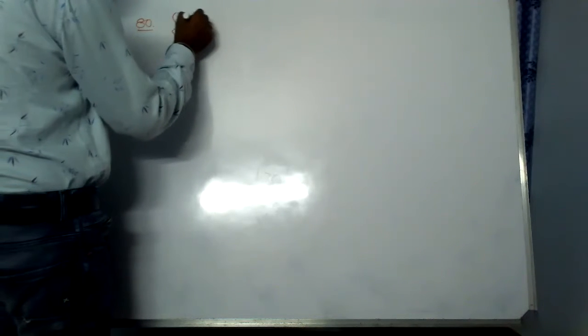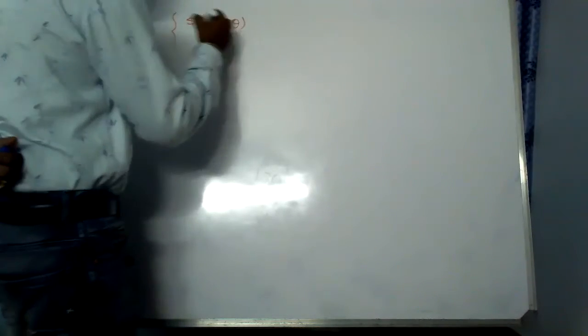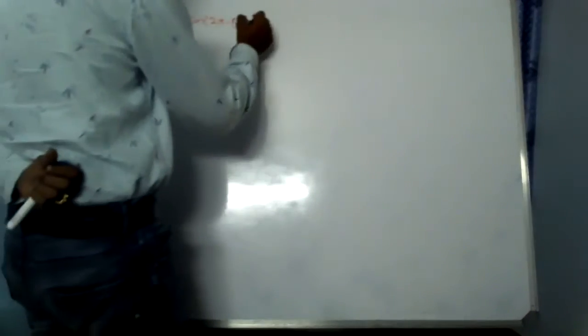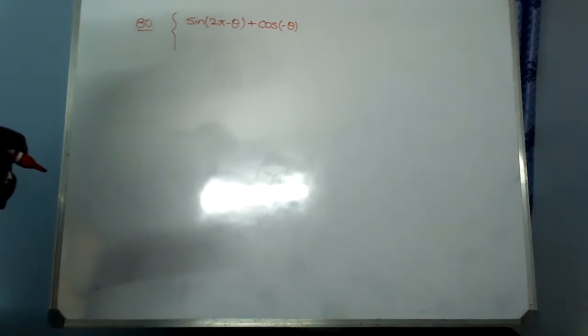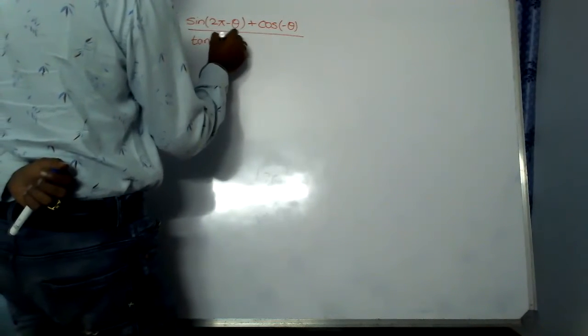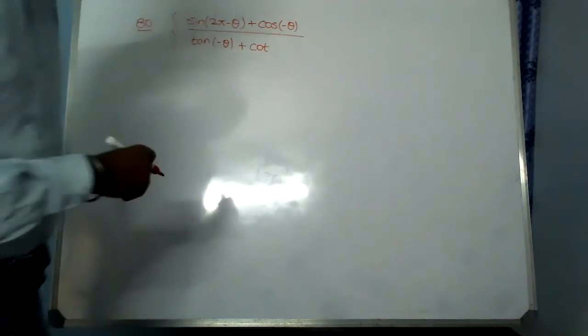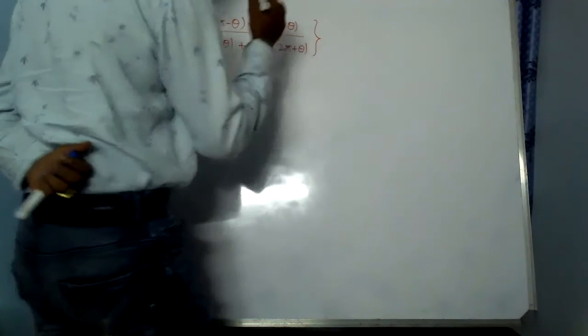Question number 80 here says: find the value of (sine 2 pi minus theta plus cos minus theta) divided by (tan minus theta plus cot 2 pi plus theta), and this bracket gets closed.